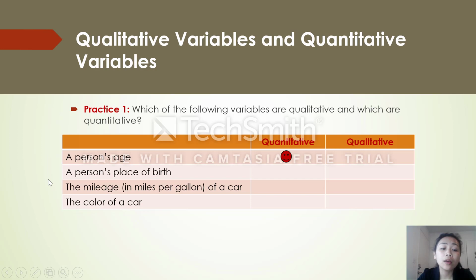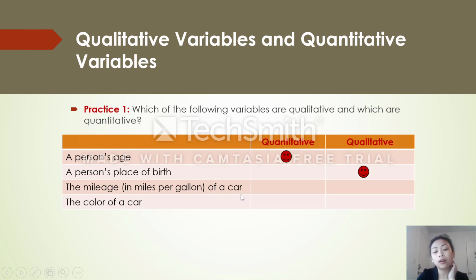The second example, a person's place of birth. If you were born in New York, your place of birth is New York. If you were born in Los Angeles, your place of birth is Los Angeles. So the place of birth is basically the name of the location, the city or country. So those values are categorical, so it is a qualitative variable.